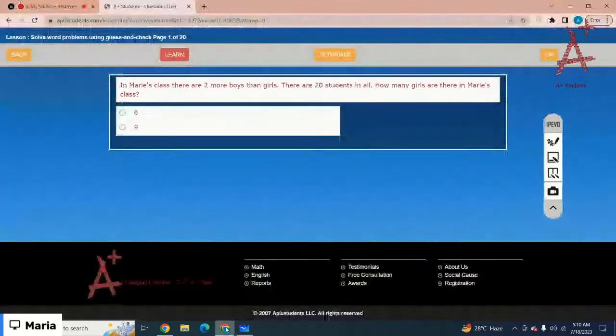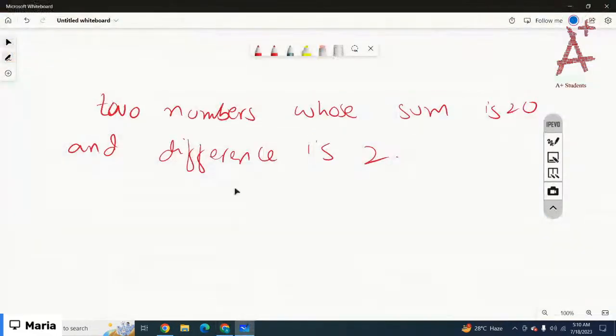Whose sum is 20, with 2 more boys than girls and 20 students in all. How many girls are there? Find two numbers: 9 plus 11 makes 20, and when you subtract them, 11 minus 9 makes 2. Isn't it? You can see 9 plus 11 makes 20 and 11 minus 9 makes 2.